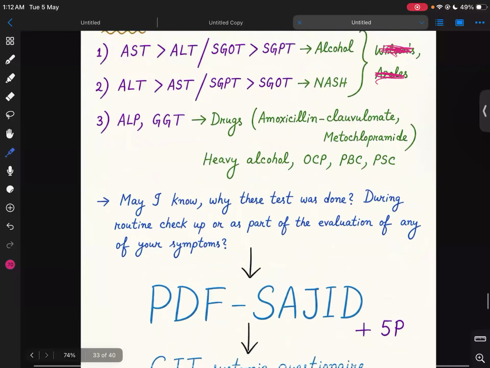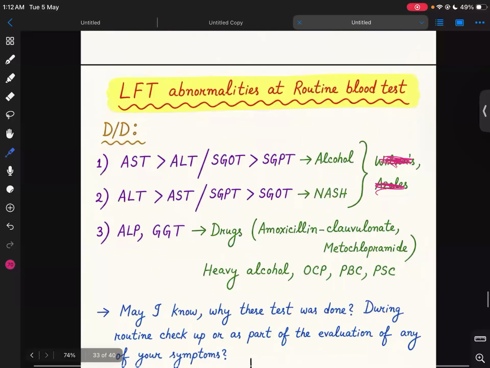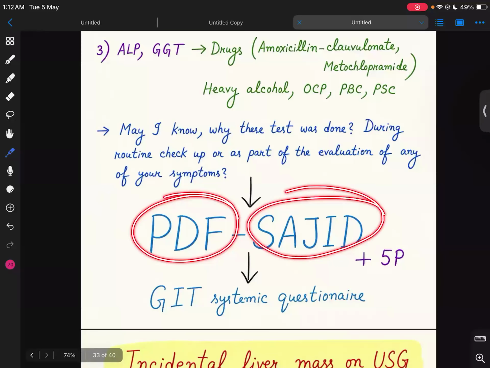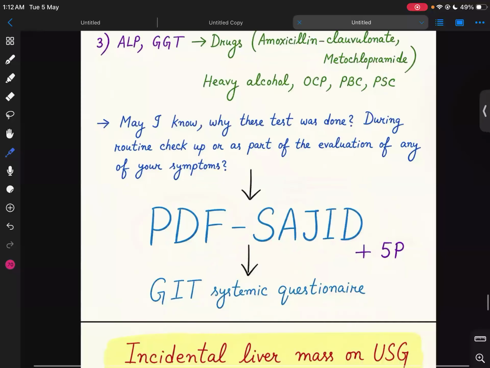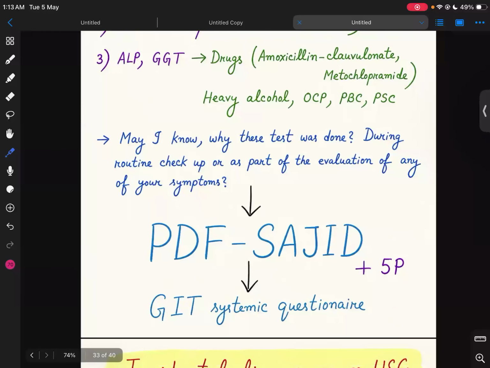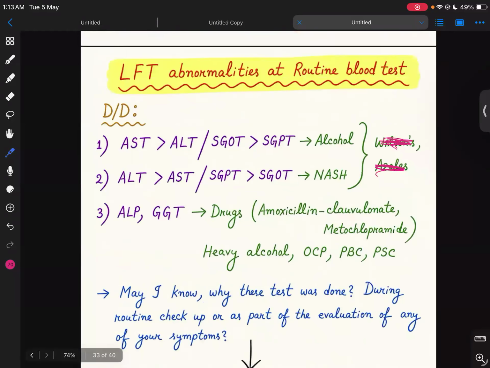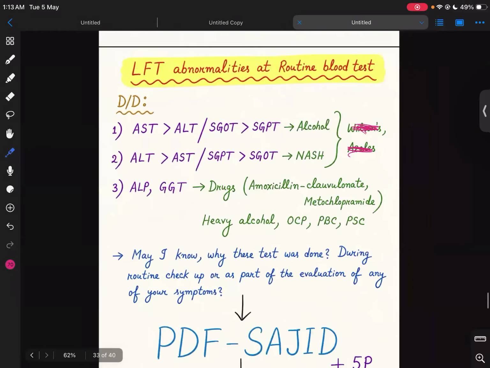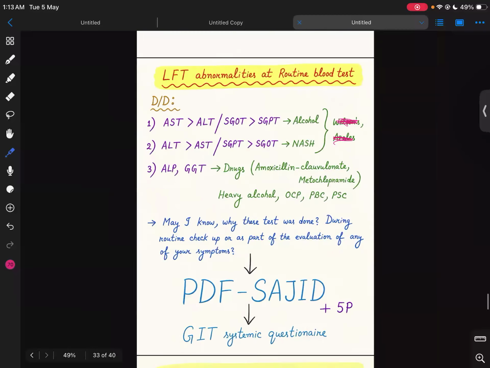Right after that, for this given prompt, my suggestion is to complete the PDF SAGIT and 5P if it is a reproductive-age female, and cover the GIT systemic questions. You will get your diagnosis. For this prompt specifically, there is no screening question. Did every doctor get my point? This is how this prompt has to be approached. Is it clear to all doctors?